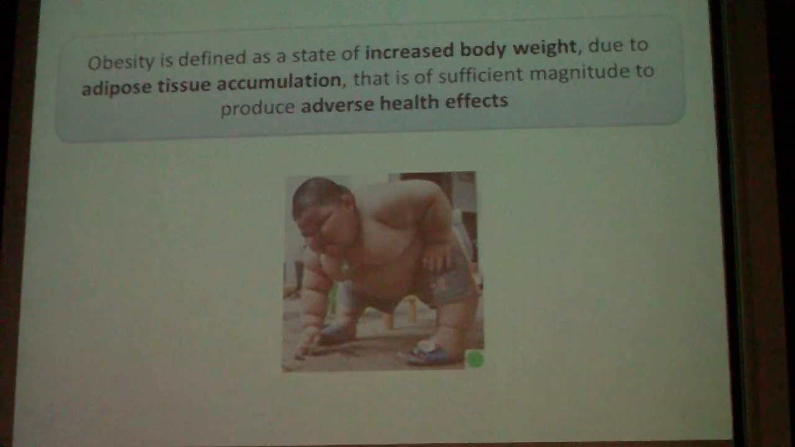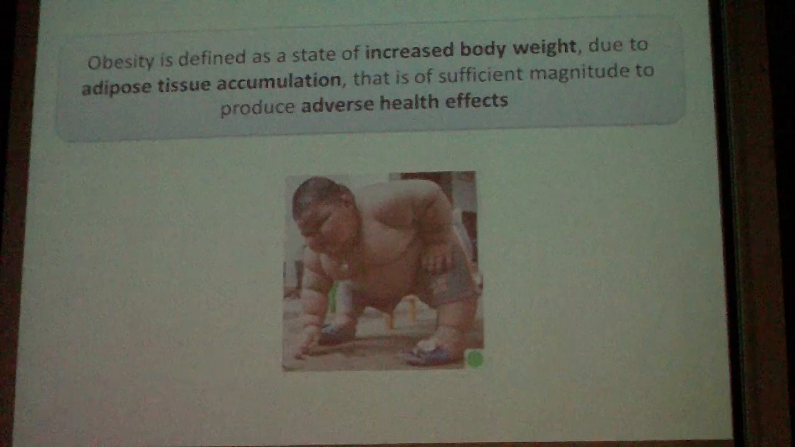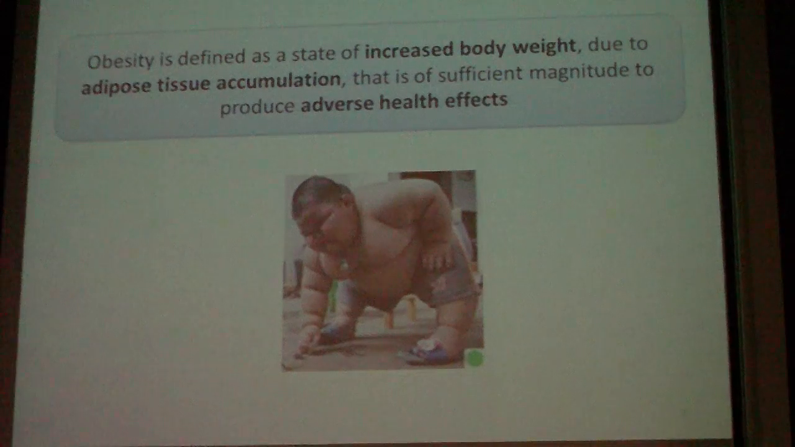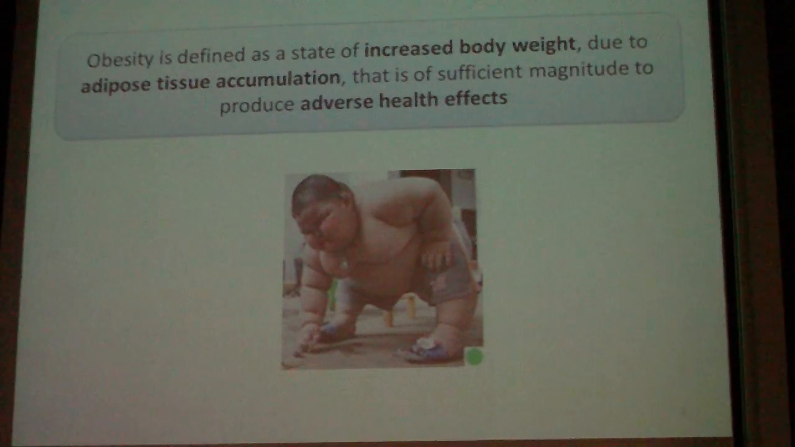So first, how to define obesity? Obesity is a state of an increased body mass or increased body weight. It's due to the fat accumulation, so the accumulation of adipose tissue, which can eventually produce adverse health effects like diabetes, cardiovascular disease, but also some cancers.